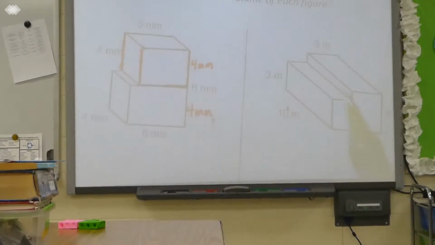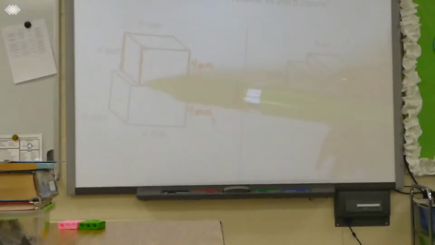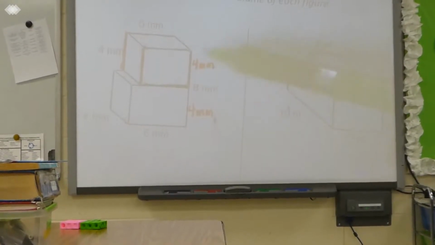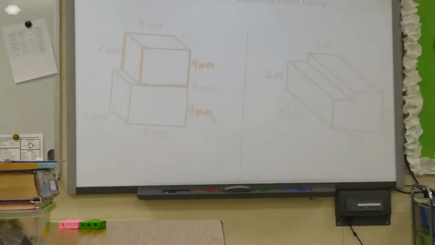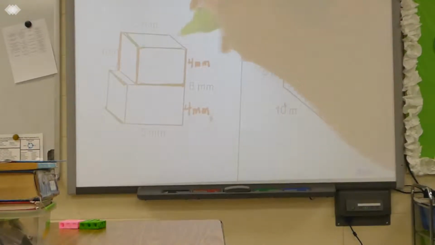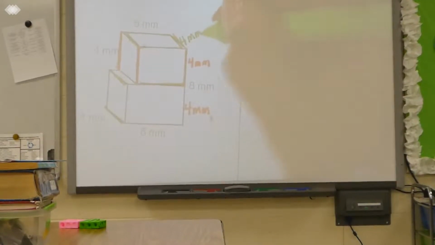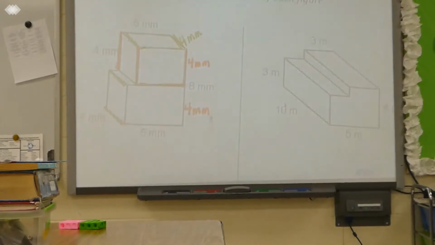Okay, so now we have the length and we have the height, but we don't have the width, which is how thick it is. But we can easily find that using adjacent lines. So if this line right here is 4 millimeters, this line is, this line is, this line is, so that gives us 4 millimeters. So now we have the length, the width, and the height.